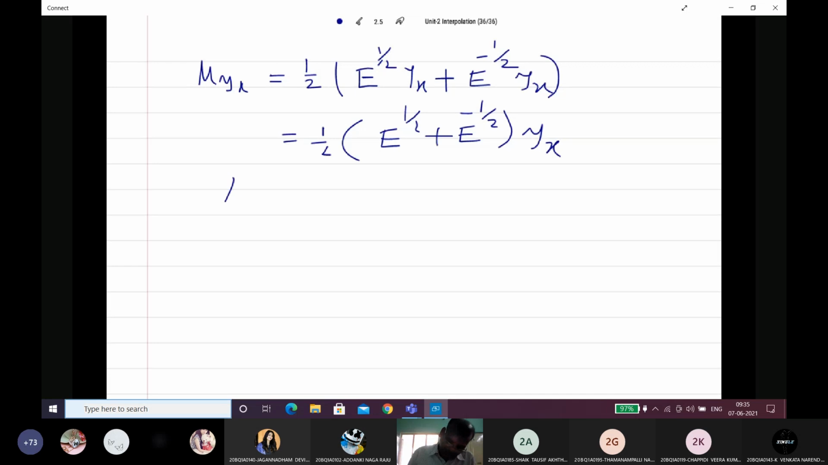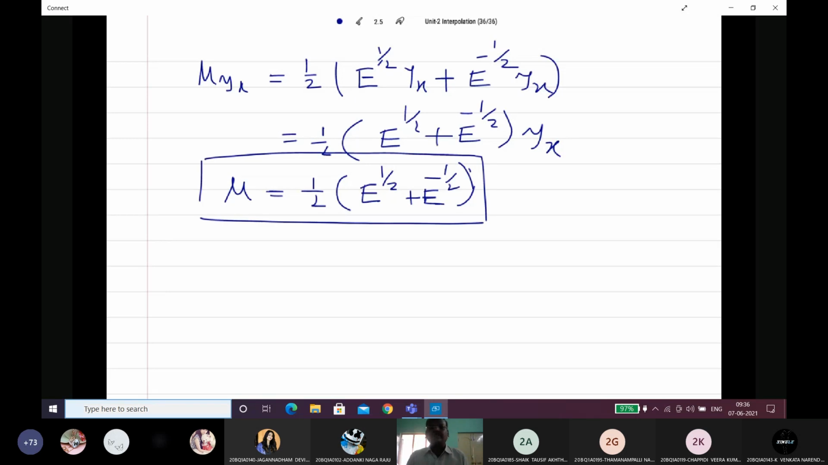Therefore, mu is equal to 1/2 of E power 1/2 plus E power minus 1/2. This is a very simple formula in terms of the averaging factor. Okay. Then number 5.